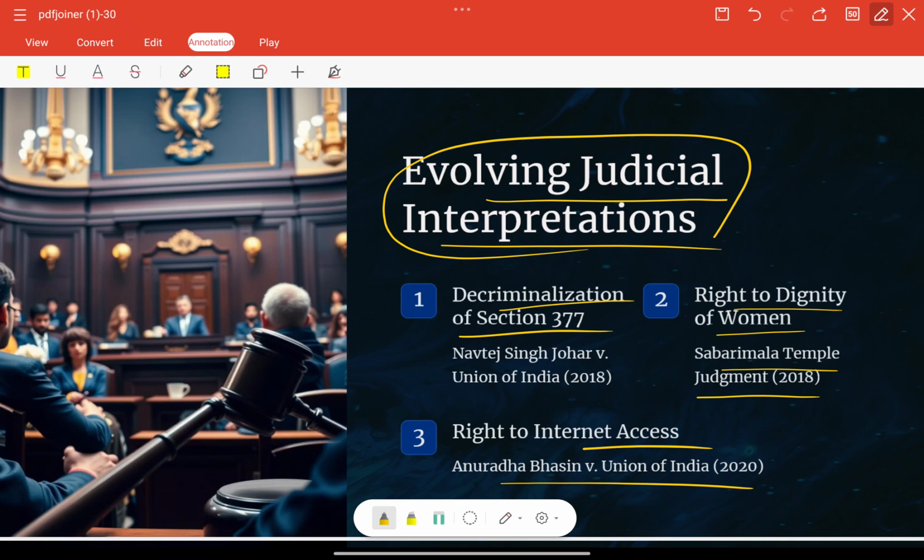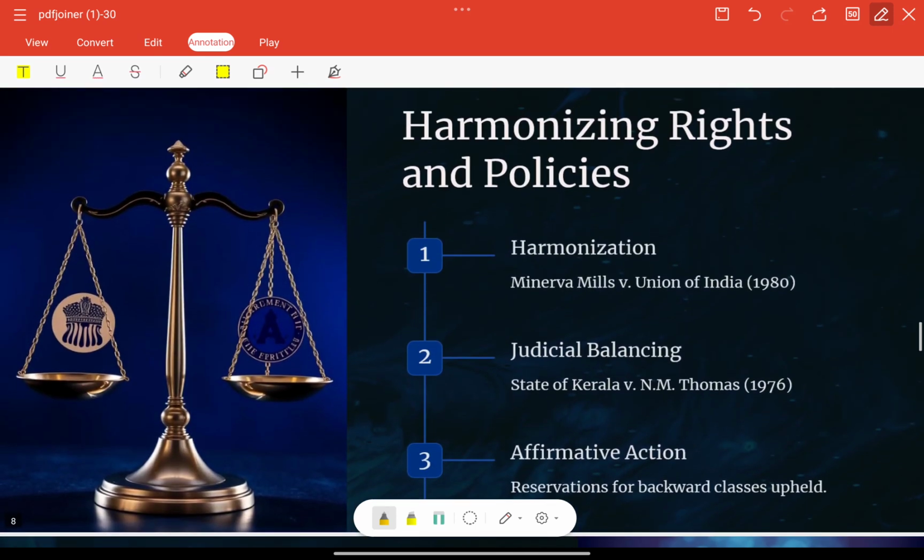in India, right? So next we have harmonizing rights and policies here, right? Here we need to focus on providing information regarding expanding horizons, or harmonization. For example, Minerva Mills versus Union of India case 1980, right? Here especially we need to focus on particular cases.